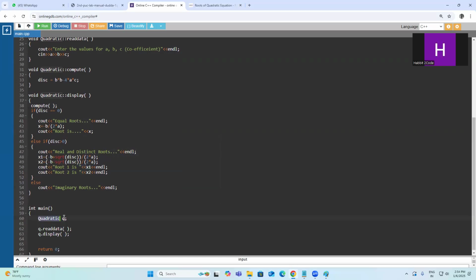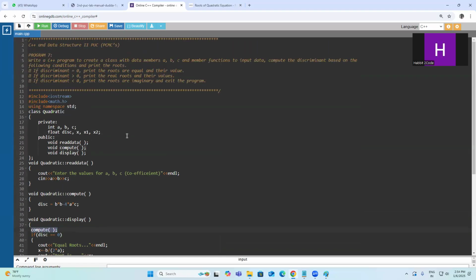Quadratic is the class, Q is the object name, and we call Q dot read data and display. Compute is not called separately because inside display the compute method is called, which is called nesting of member functions, right? This is about program number 7.